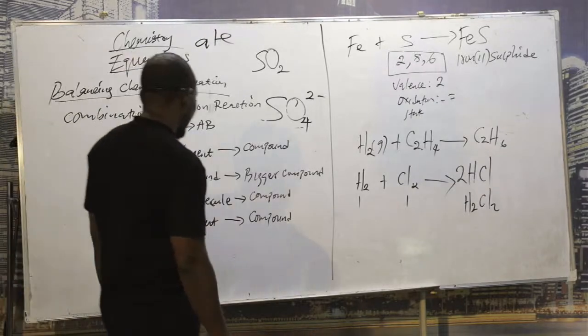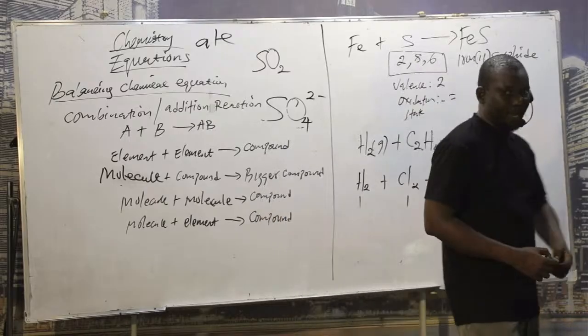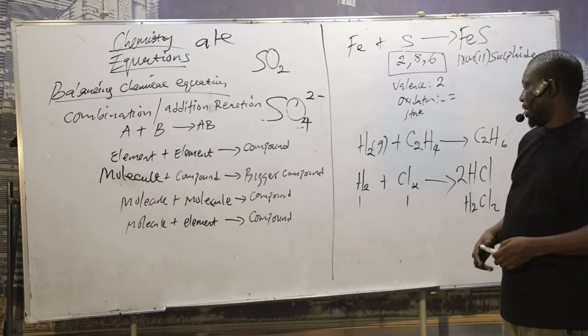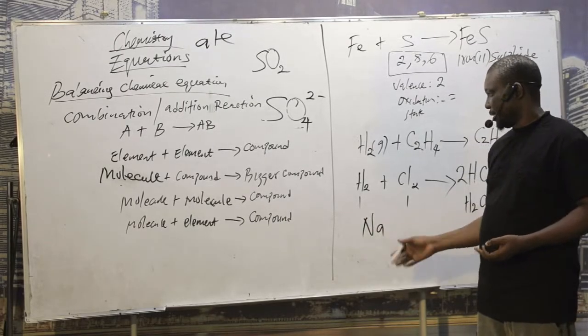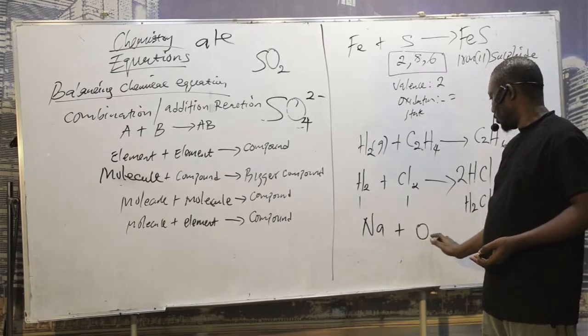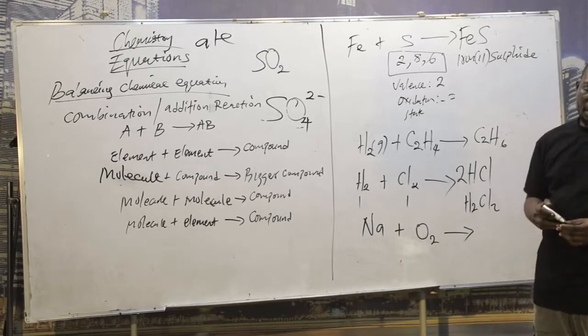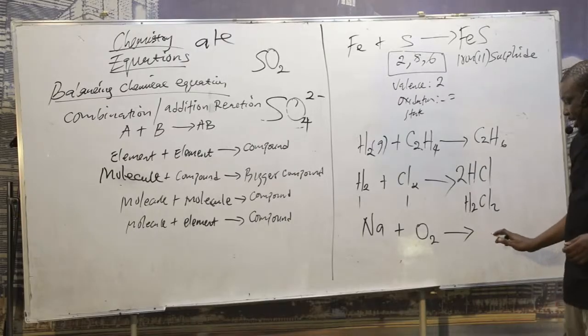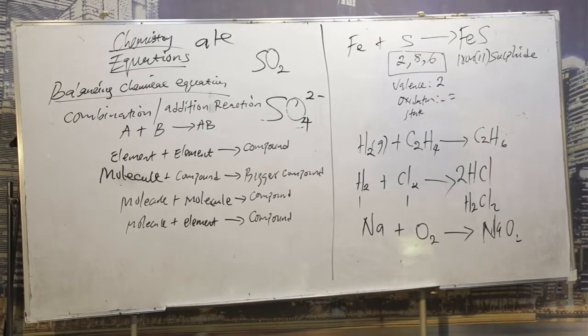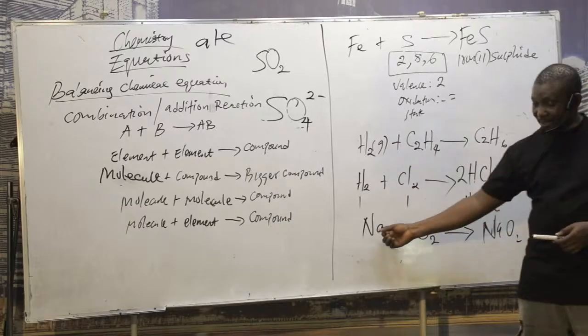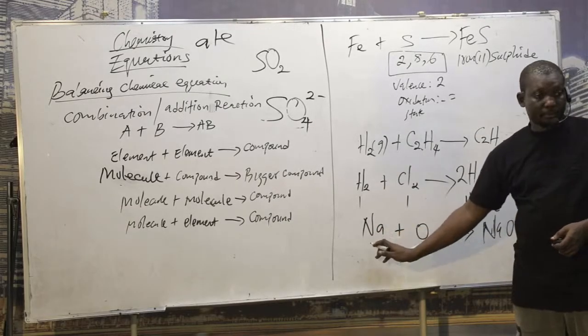What if it's a molecule and an element? A molecule and element will be just like I did before. Okay, Na plus O2. What are we having here? Remember, you have to consider. Don't say NaO2 and say it's balanced because O is 2, O is 2, Na is 1, Na is 1. You must first know the combining power. What is the combining power of this one? And this one?